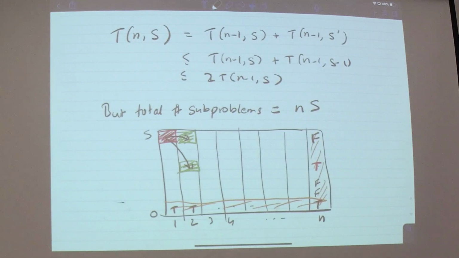The next problem I'm going to talk about, which is called the knapsack problem, adds one more layer of complexity to this.